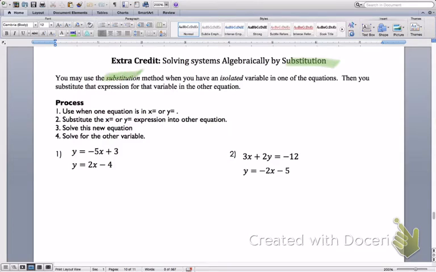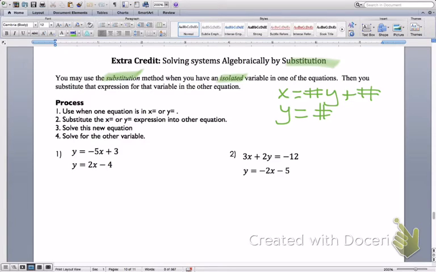So you may use the substitution method when you have an isolated variable. When I say isolated variable, I mean you have x equals a number times y plus another number, or you have y equals a number times x plus another number. So these are the two cases where you would want to use substitution. You can always use it when they're not like this, but then you'd have to go ahead and solve for x or y on your own, which is just a method you would want to use if it's convenient.